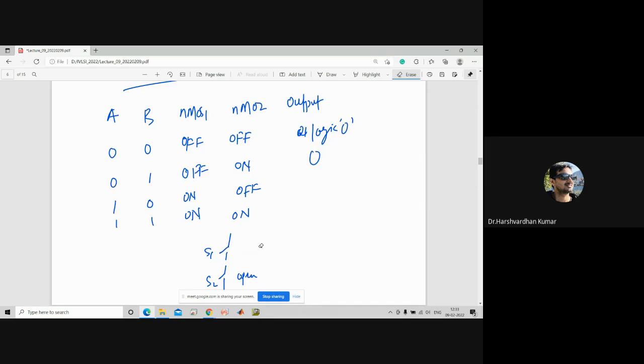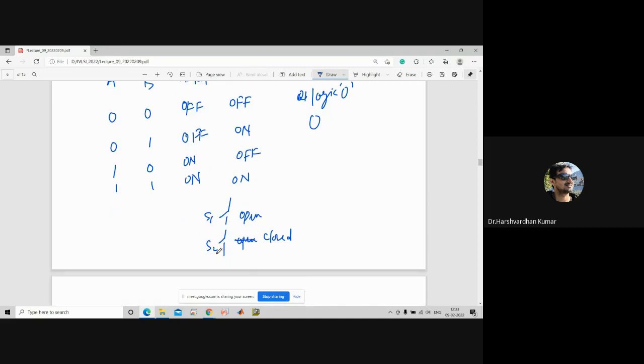That is, here it is open. Let us say this is open and here this is closed. Then what will be the output? Current flow through this branch? Zero, and logic will be zero. Yes, logic 0.